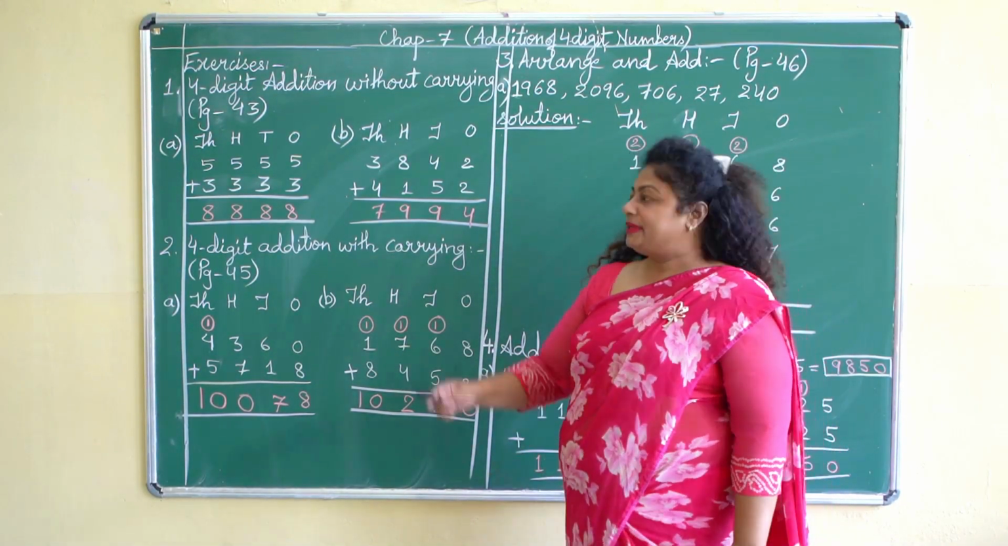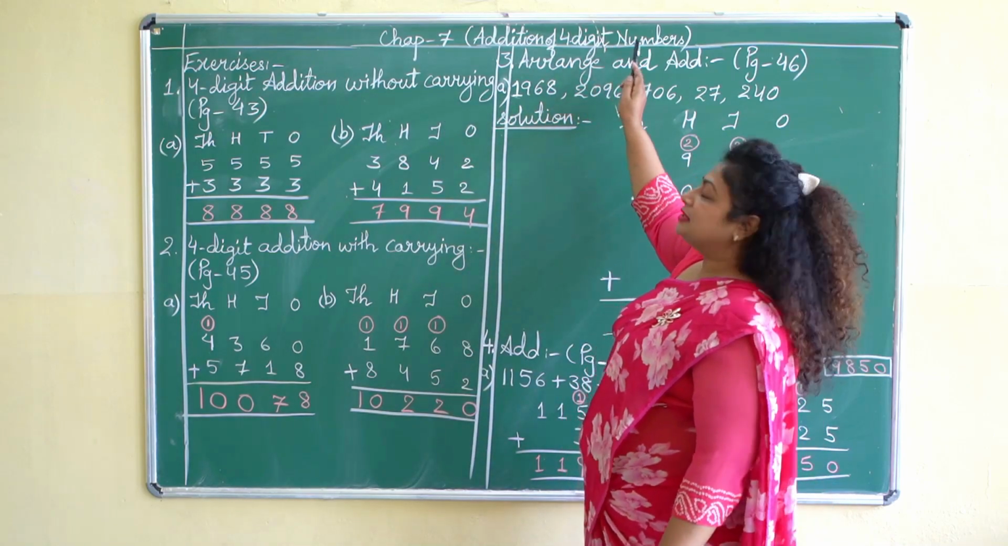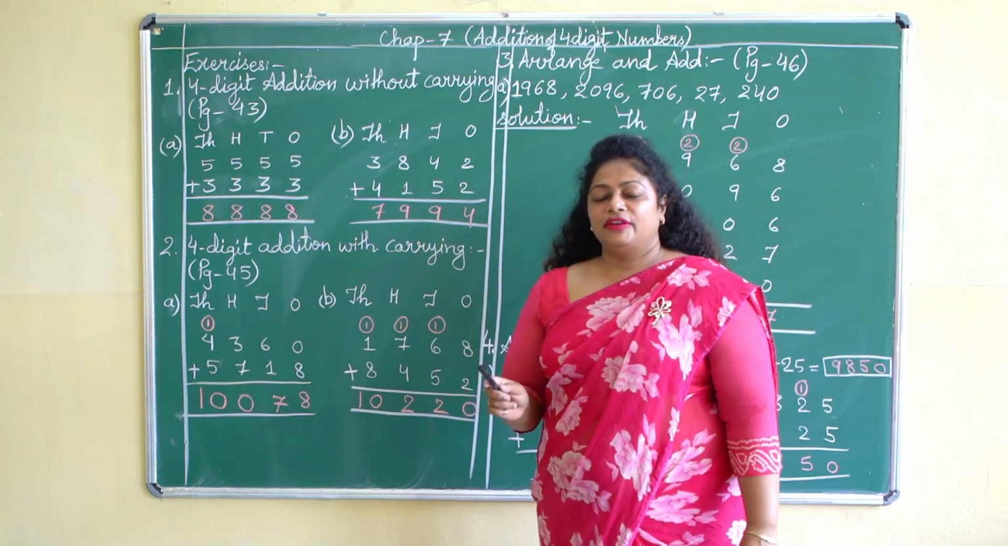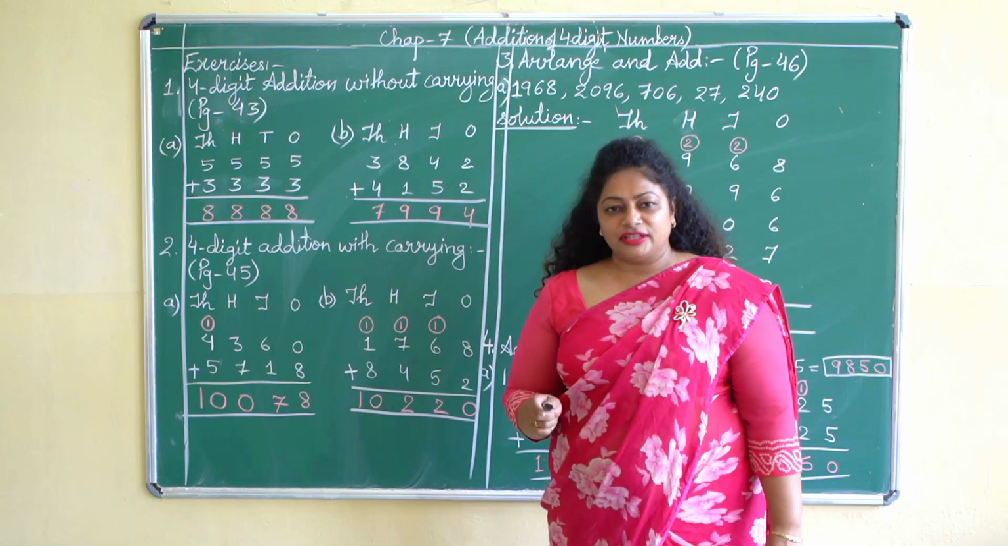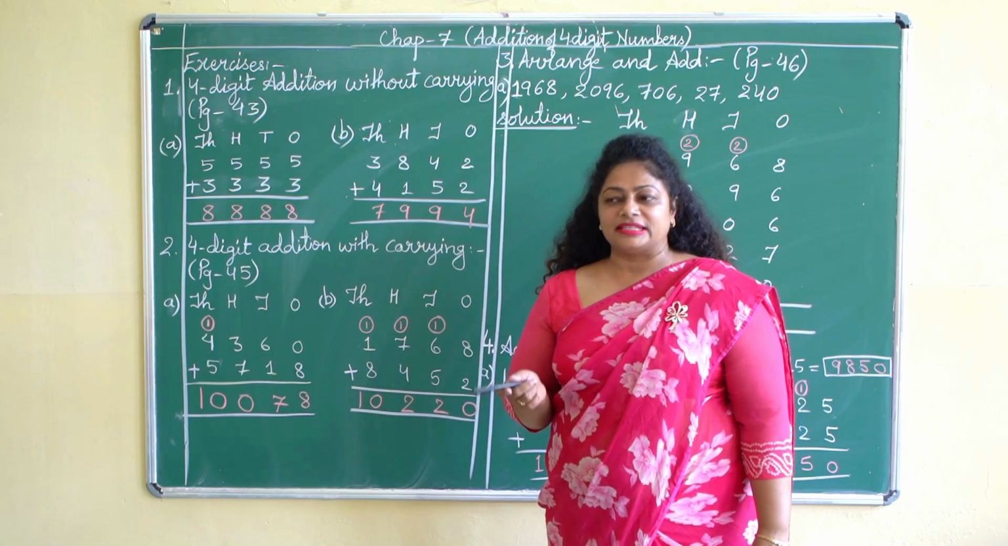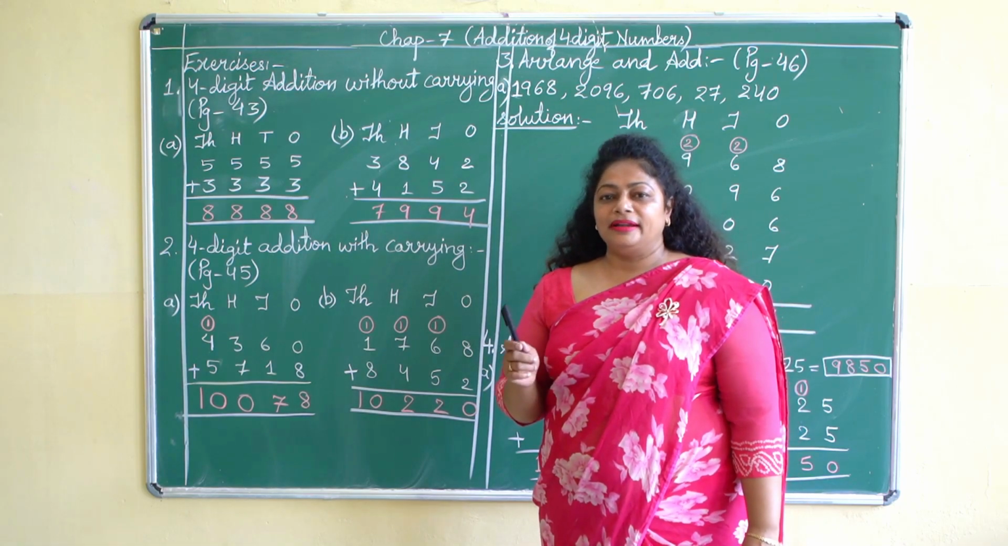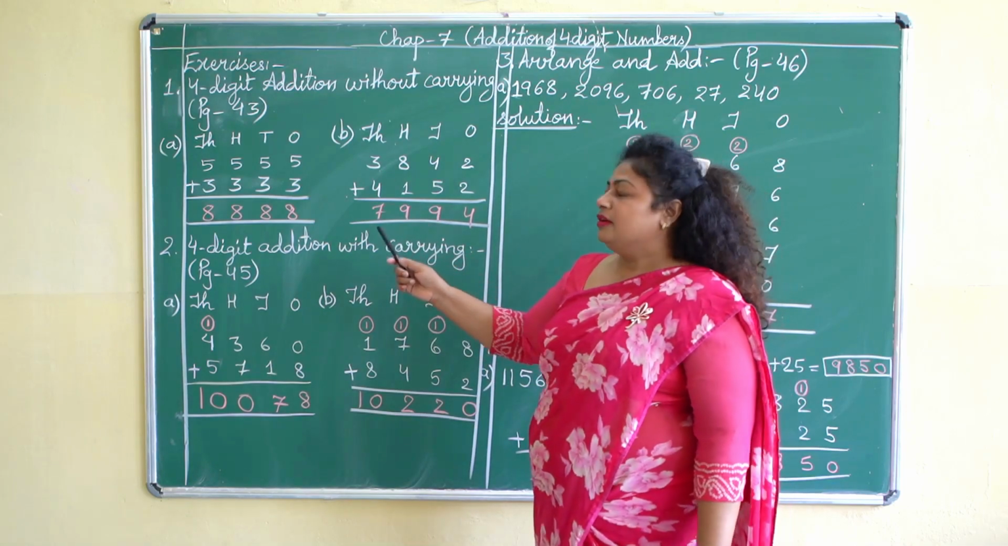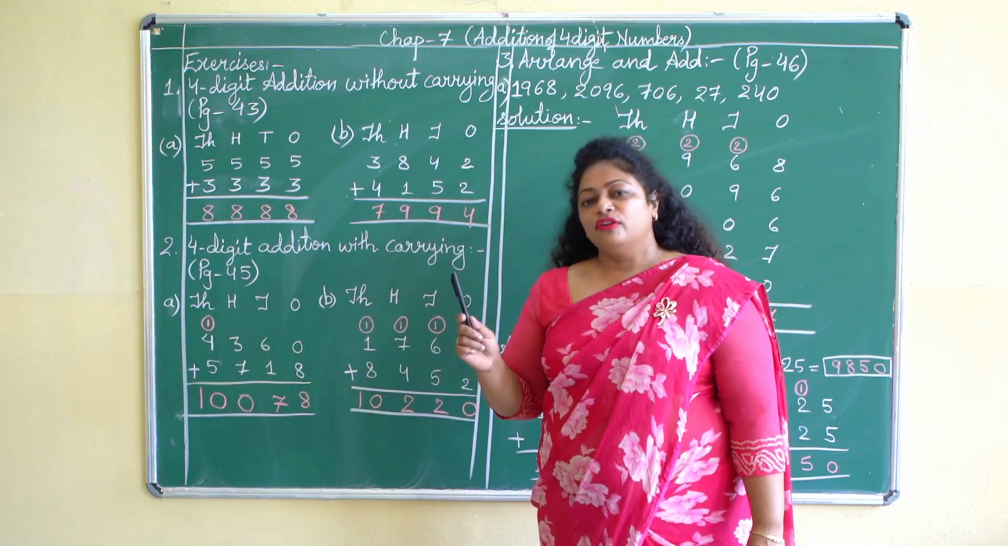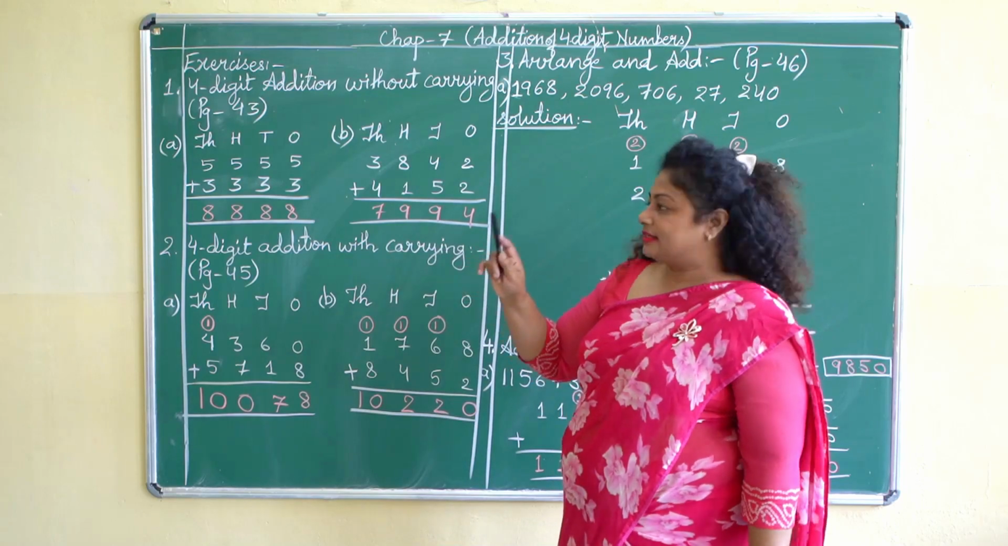Let us start with chapter 7, addition of 4-digit numbers. Children, I think we have already done addition in the lower classes also. Since class 1 you know how to add numbers, but in this chapter we learn how to add 4-digit numbers. Let's start with the exercises.